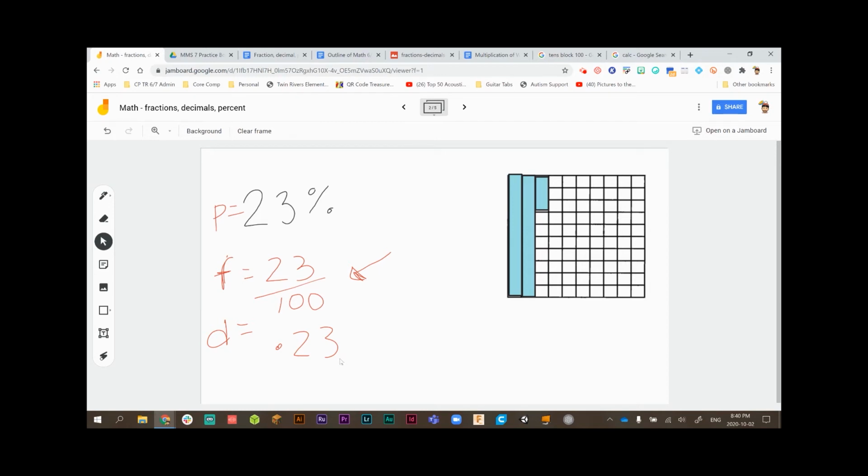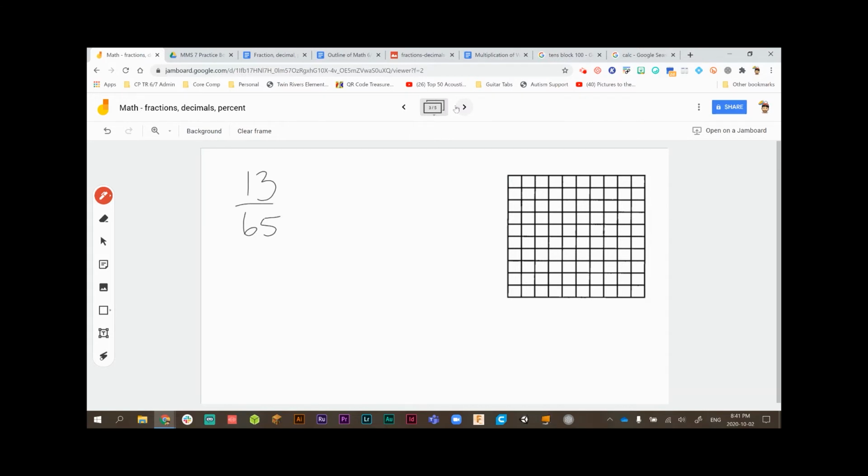And remember to go from decimal to fraction, the last number is the denominator. So the 3 is in the hundredths spot. Tenths in the 2, 3 for the hundredths. I know I'm going a little quick, but you can always slow the video down, pause it, and then watch it again. Now, I've given you a fraction. We have a fraction here. We need to find a decimal, and we need to find a percent.